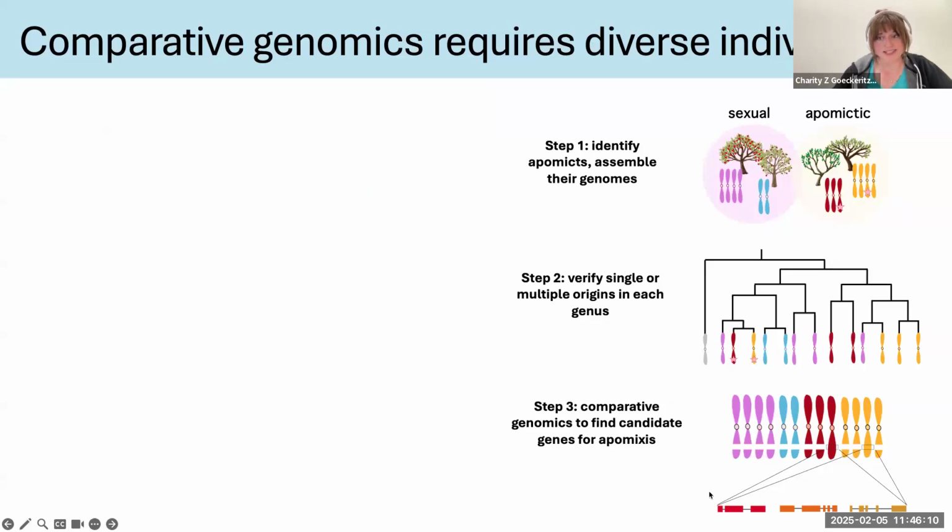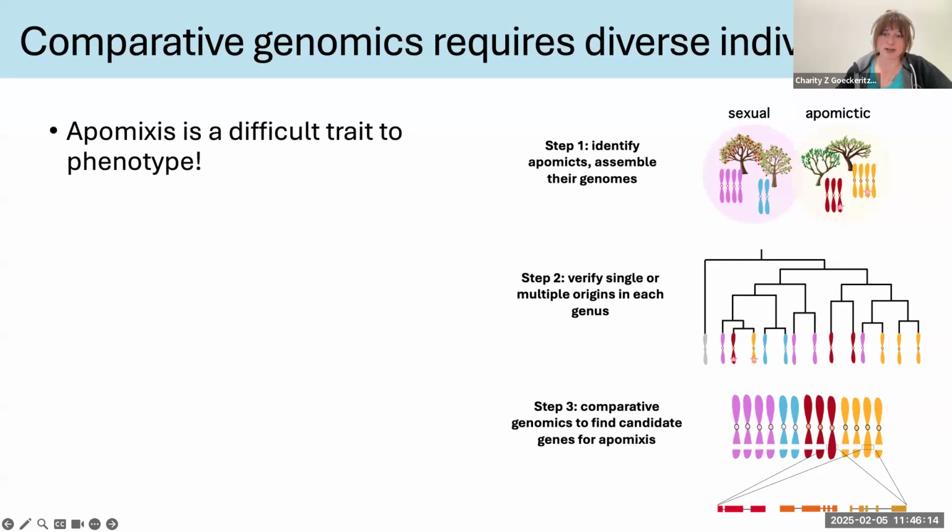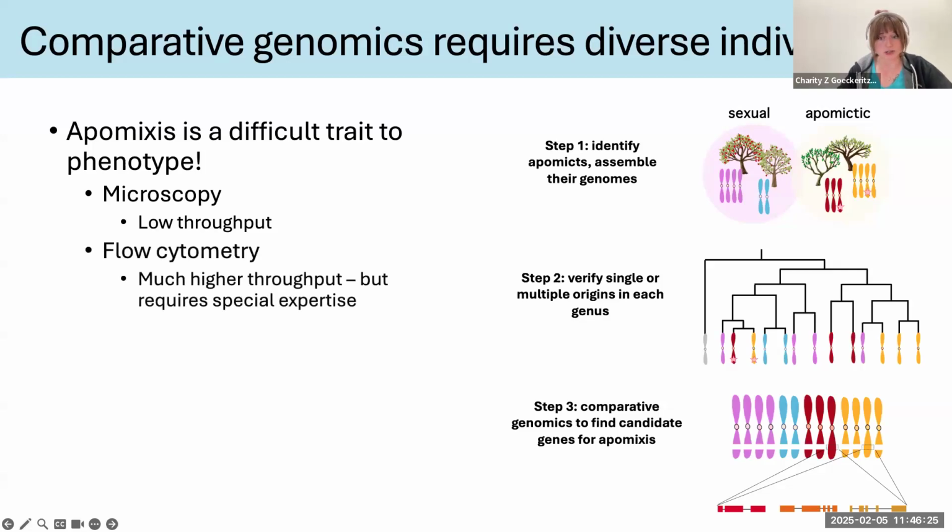But to do comparative omics, to find the genetic basis of apomixis in all of these different lineages, you have to phenotype for apomixis, and that's not an easy trait to phenotype. It's because you can't see it with the naked eye. You have to look at either microscopy, a development of the ovule, which is low throughput. You can use flow cytometry, which is a lot higher throughput, but it's kind of an art and it requires specialized equipment that not a lot of people might know how to use.